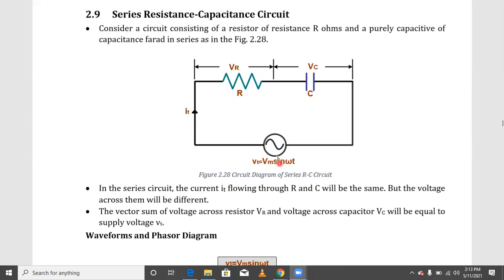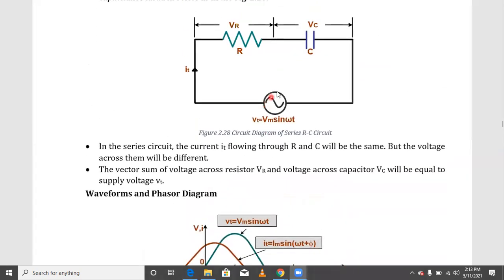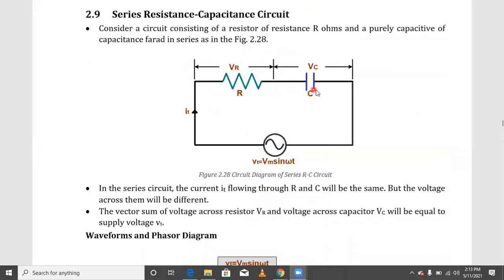Now the phasor diagram of this series RC circuit. In the series RL circuit, the inductor opposes sudden changes in current, which is why the current lags. But here, a capacitor opposes changes in voltage. That's why the voltage lags.